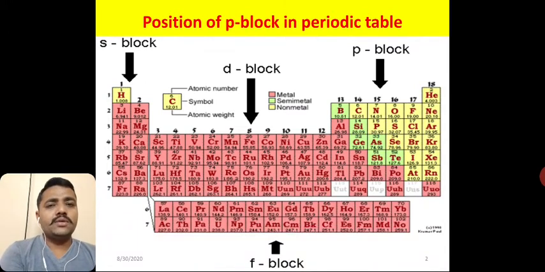This modern periodic table is arranged on atomic number, that is, atomic number 1 to atomic number 118. The whole periodic table has 118 elements. All these elements are arranged in 18 groups and 7 periods. They are classified into 4 types depending upon the block: S block element, P block element, D block element, and F block element.